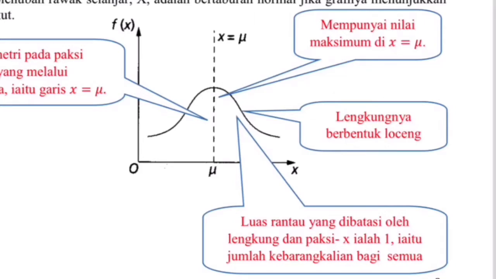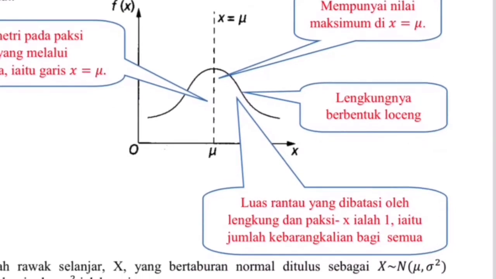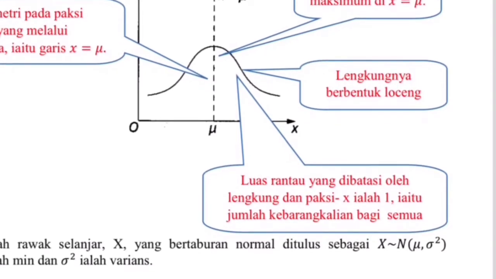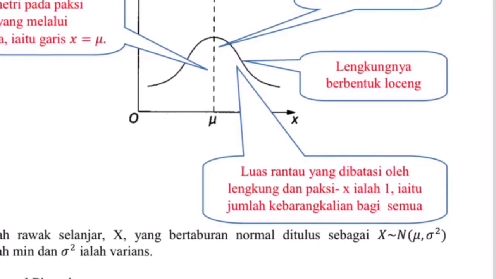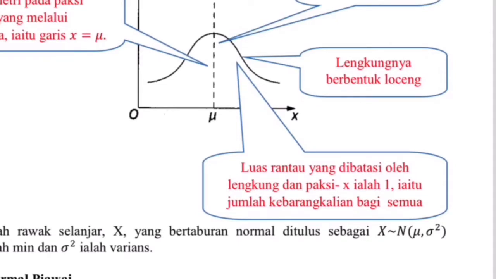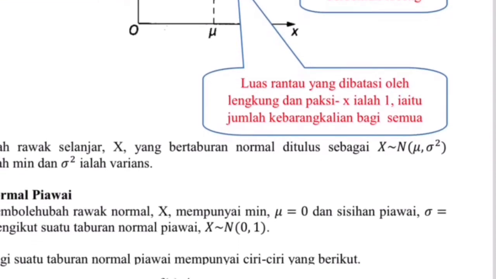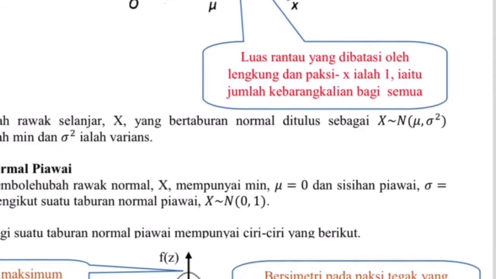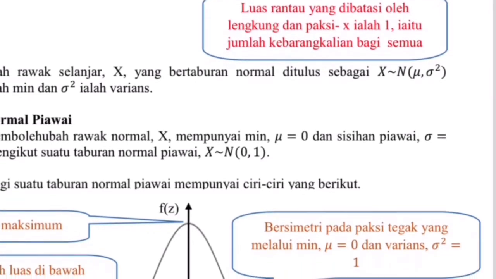When you look at the bell shape, the graph or the curve, it looks like a bell, and you notice that it is always symmetrical at the vertical line, and the vertical line is always x equals mu. Mu is the mean of x. X is the normal distribution variable. The area under the curve, under the bell, is always 1, because the probability value is always 1. The total area for the bell shape is 1.